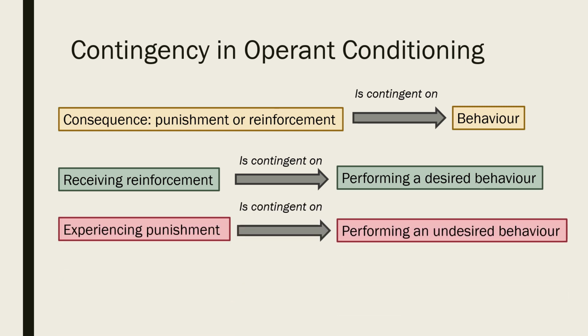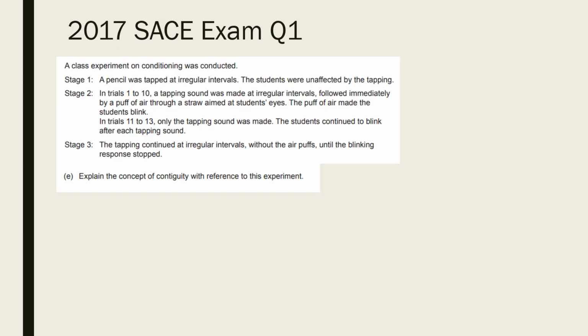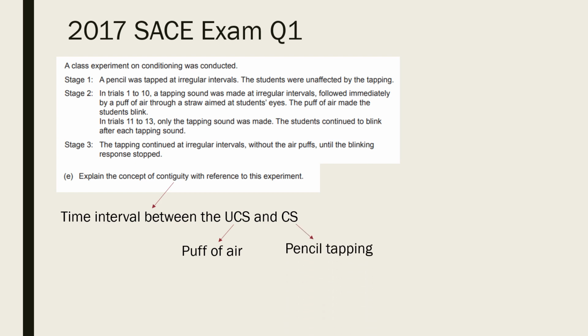Let's finish by looking at a past exam question. Pause the video to read through the scenario. This question is asking about the concept of contiguity, which we now know is the time interval between the two stimuli. In this scenario, the unconditioned stimulus is the puff of air, as it elicits a reflexive and automatic blinking response. The conditioned stimulus is the pencil tapping.